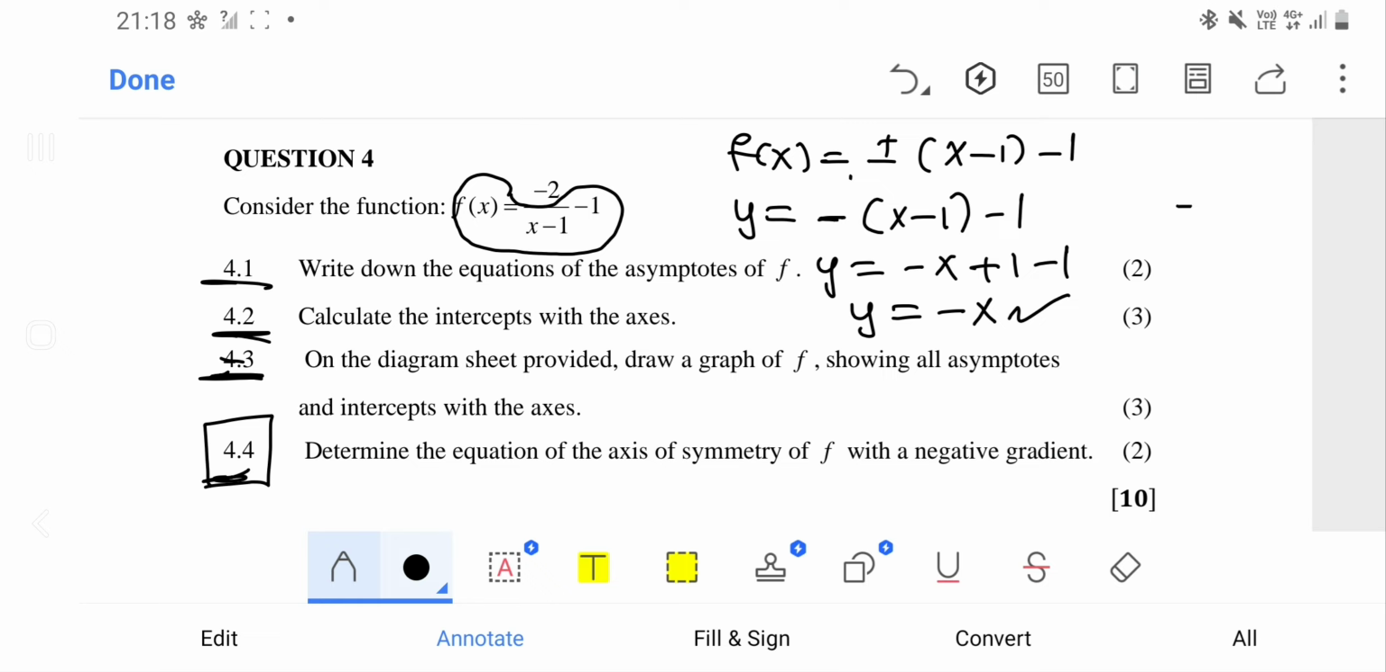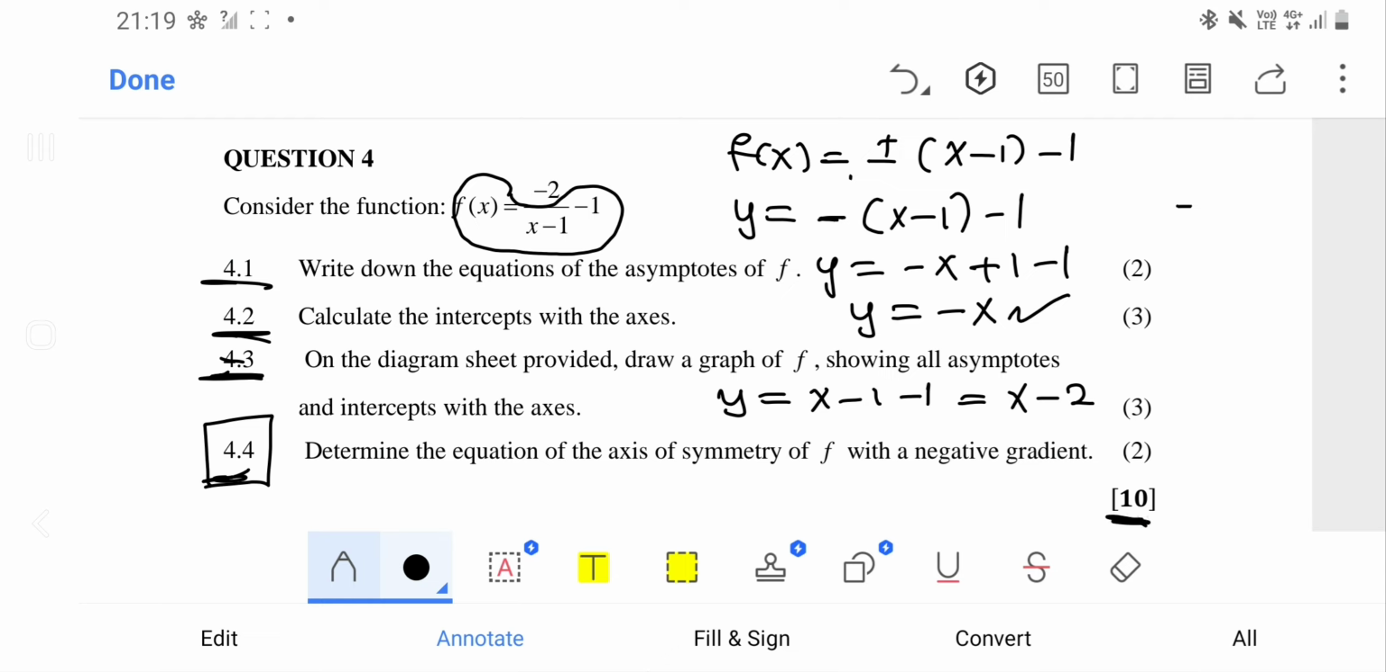If you're looking for the equation of the axis of symmetry with a positive gradient, it means you're going to say y is equal to, we use positive, we say x minus 1, and then we get y as x minus 2. It means y equals x minus 2 is the equation of the axis of symmetry of f with a positive gradient. With negative gradient, we get y is equal to negative x. And that's 10 marks.